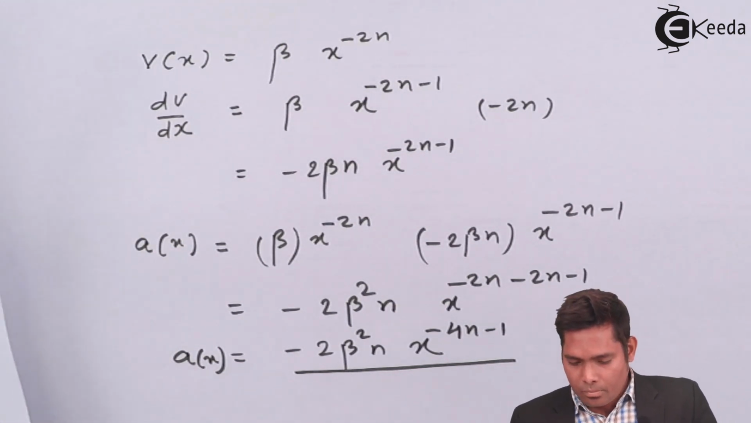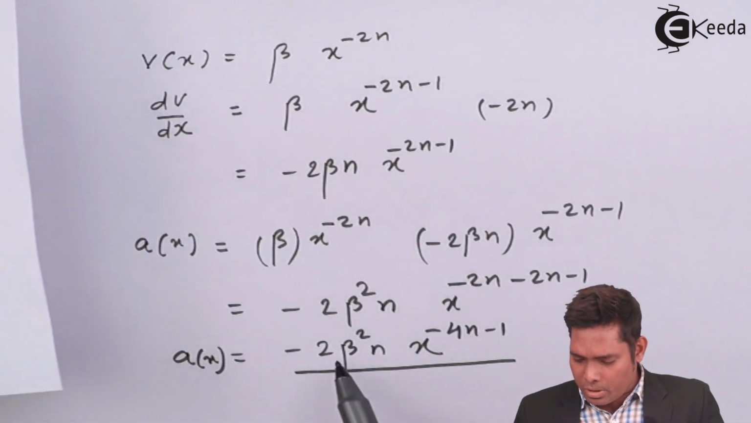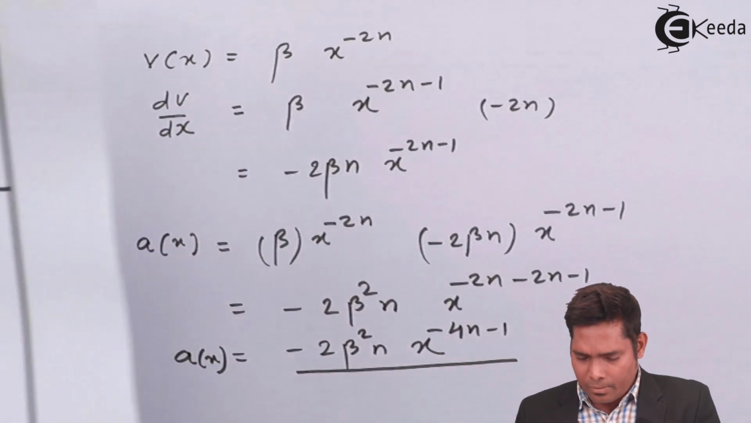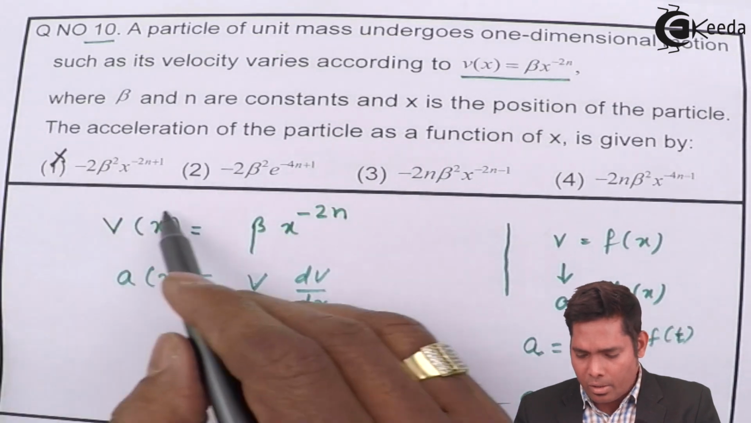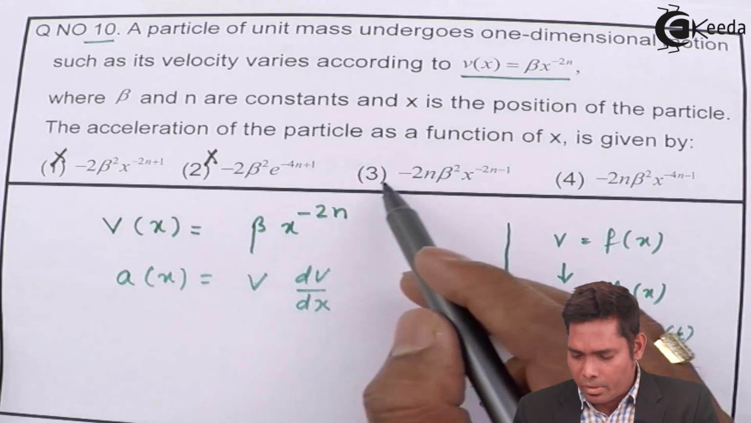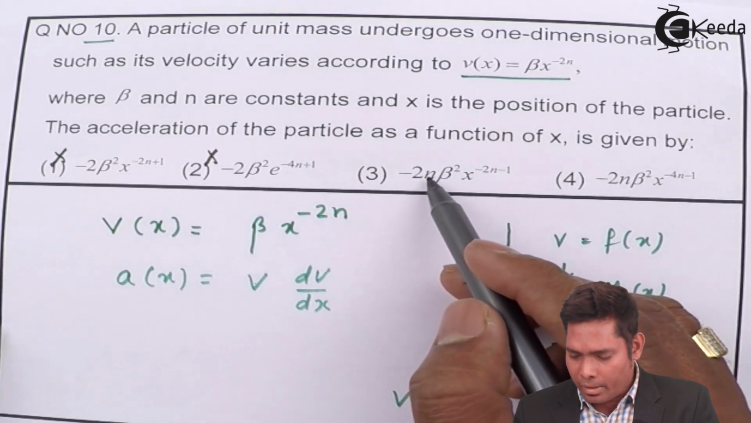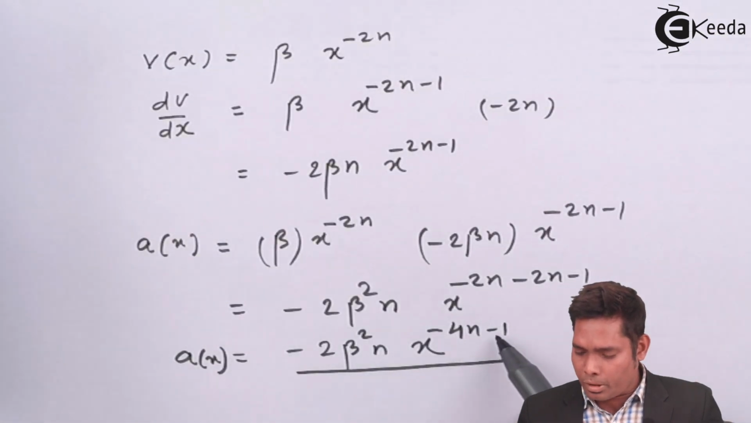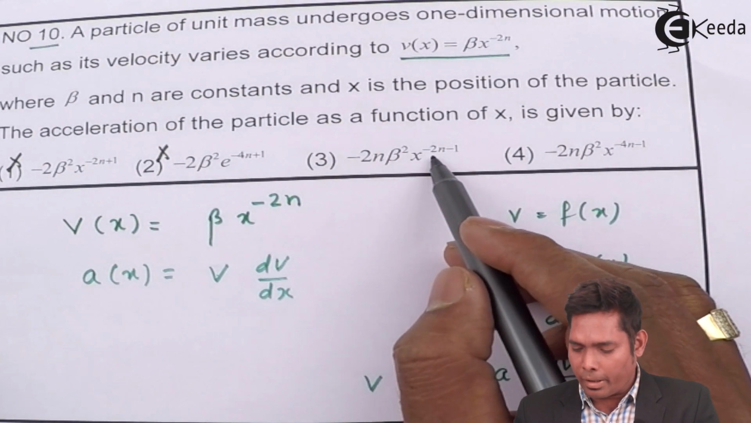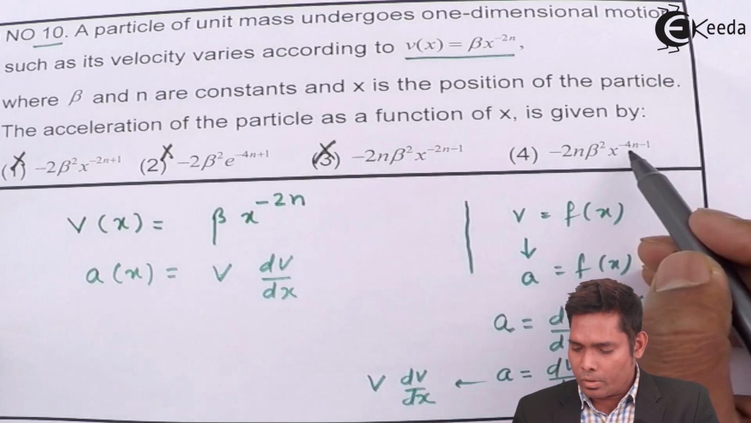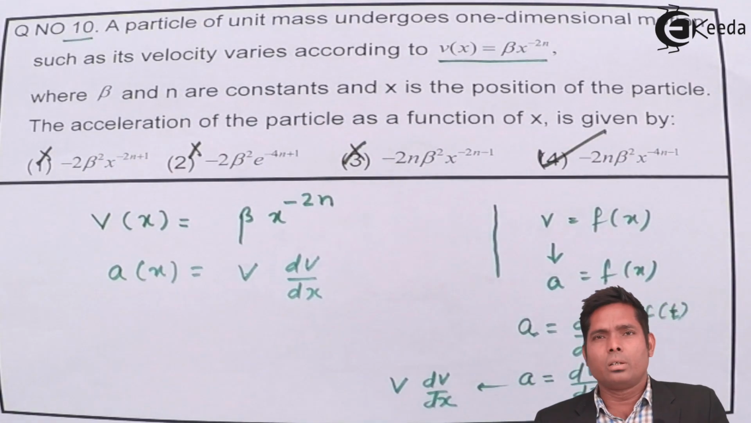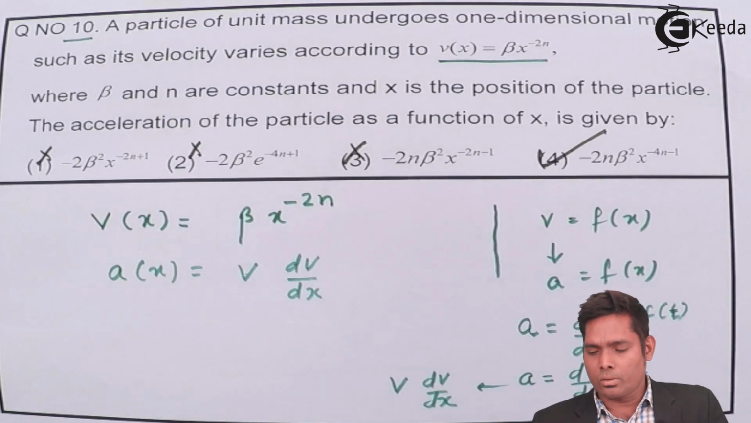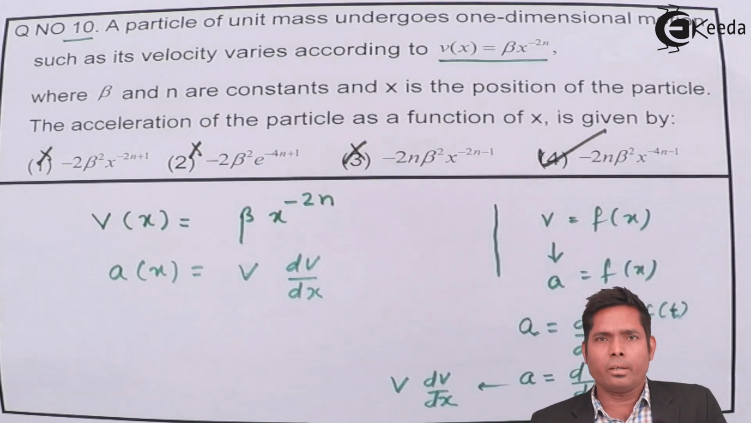So if I see the options, minus 2 beta square n with no n, this is not right. Minus 2 beta square n x to the power minus 4n minus 1, here it is not minus 4n minus 1, this is not right. Here it is minus 4n minus 1, this is right. So this is the right answer to this question. Okay, thank you.